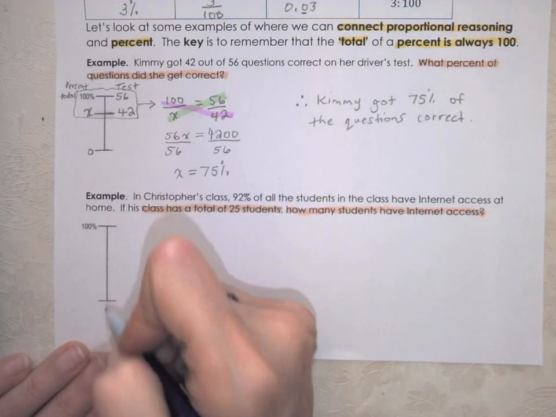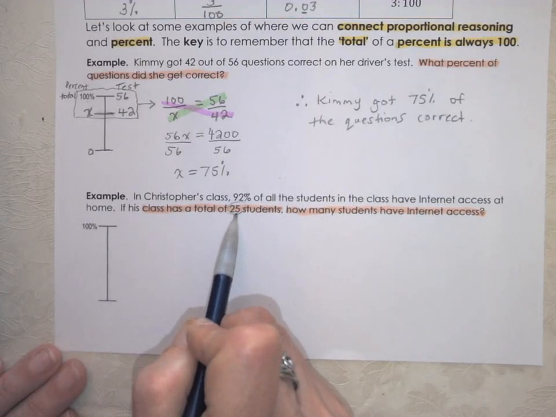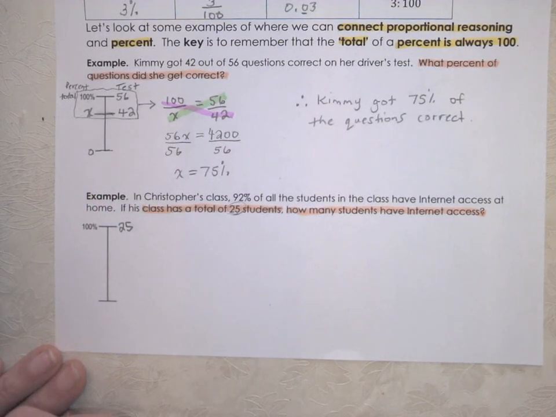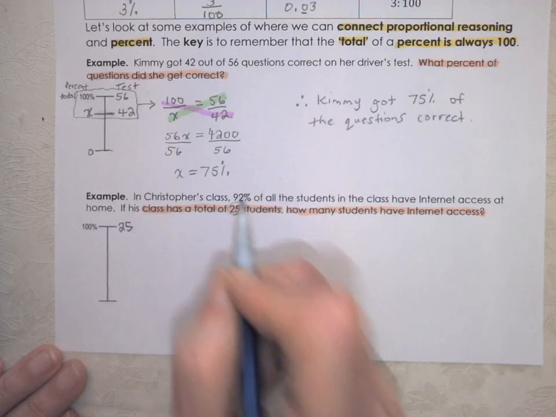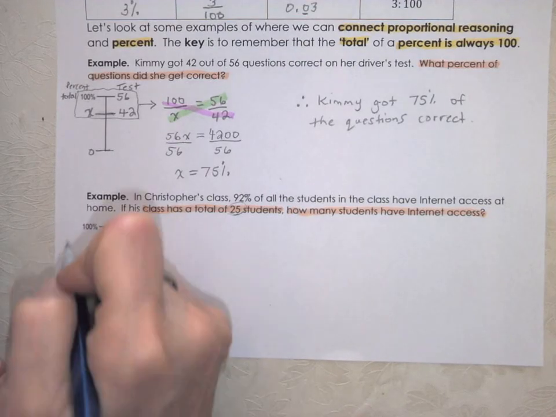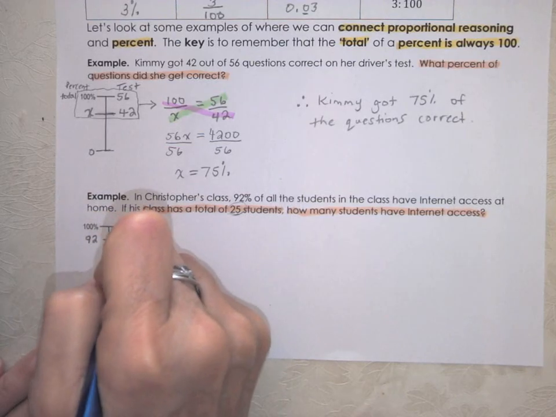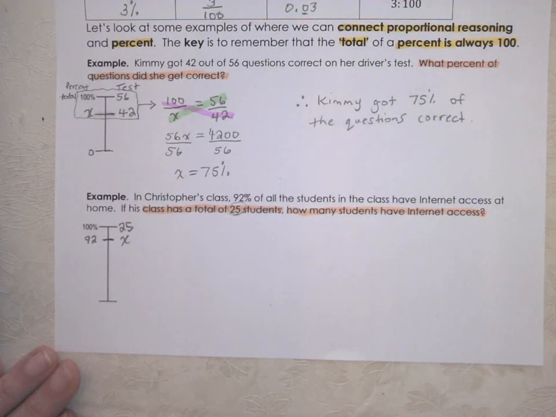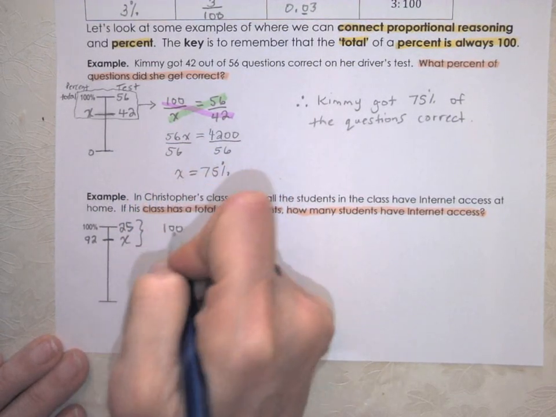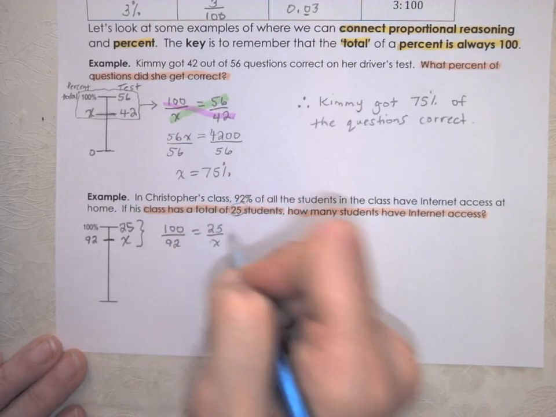So here's my graphic again, and here's my percent side. And we know that if all the kids, 100% of the kids in the class had internet, that would be 25 kids. But only 92% of them have access, okay? So 92 is pretty close to 100, so I'm gonna write my little whisker there close to 100. 92% have access, and we wanna know how many students that represents, so that's my X this time. So this graphic sets up my proportion. 100 over 92 is equal to 25 over X.